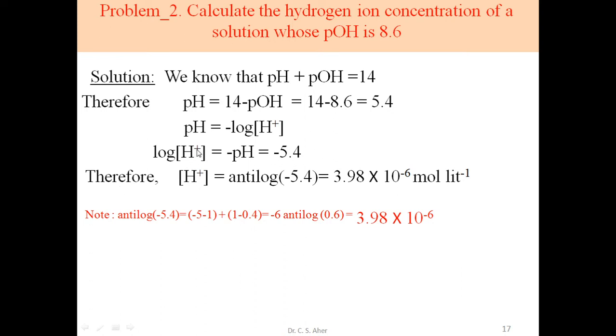Therefore the H plus ion concentration is equal to the anti-log of minus 5.4, taking the anti-log of both sides so that the log is removed. The anti-log of minus 5.4 is equal to 3.98 into 10 to the minus 6 moles per liter. And this is the final answer, that is the H plus ion concentration. How we calculate the anti-log is explained here.